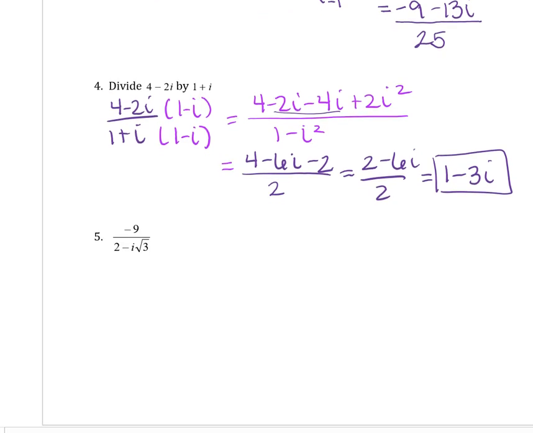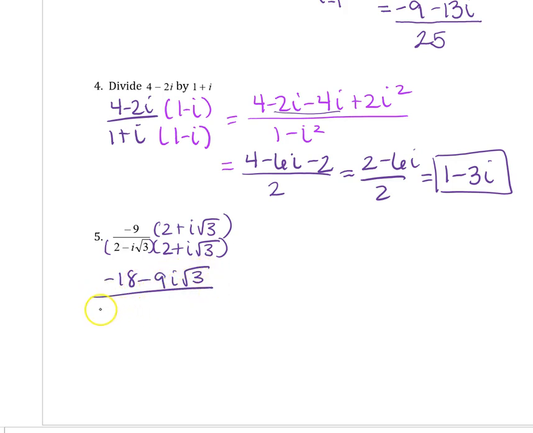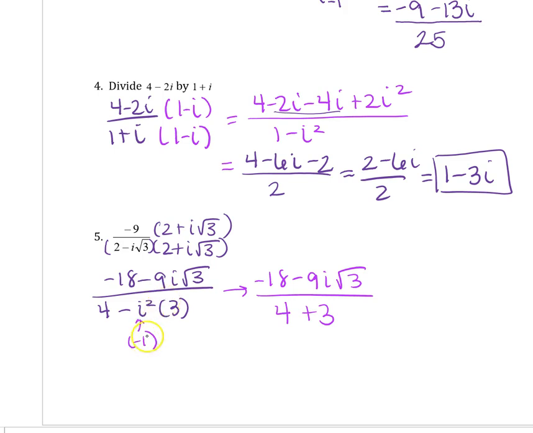Okay, one more example. The conjugate in this example is going to be 2 plus i radical 3. So not only am I going to get rid of the square root, I'm going to get rid of the i as well. So when I FOIL, well, I'm going to distribute my numerator. I've got negative 18 minus 9i square root of 3 all over 4 minus i squared times 3. Clean it up. Okay, don't forget that this is going to be a negative 1, so negative 1 times 3 is a negative 3, but then times a negative 1 goes to positive 3. So this goes to negative 18 minus 9i square root of 3 divided by 7. Nothing else there can be simplified, so this is your final answer.